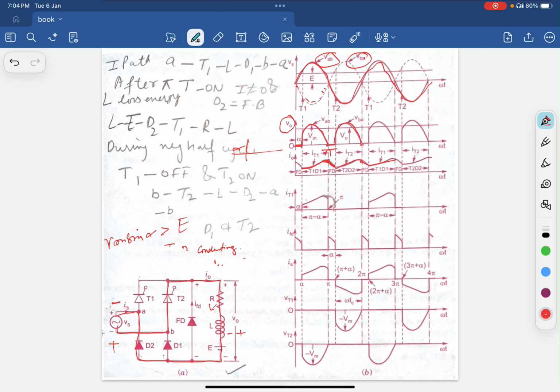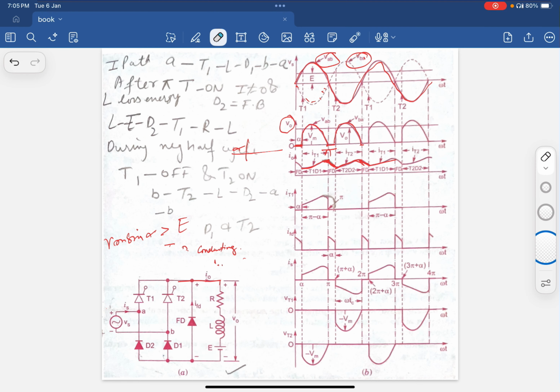Again the same process repeats. Here the thyristor T1 and D1 are conducting. The load current shifts to the freewheeling diode. As you can see, the load current shifts to the freewheeling diode. Also when T2 and D2 conduct, again it shifts to the freewheeling diode.